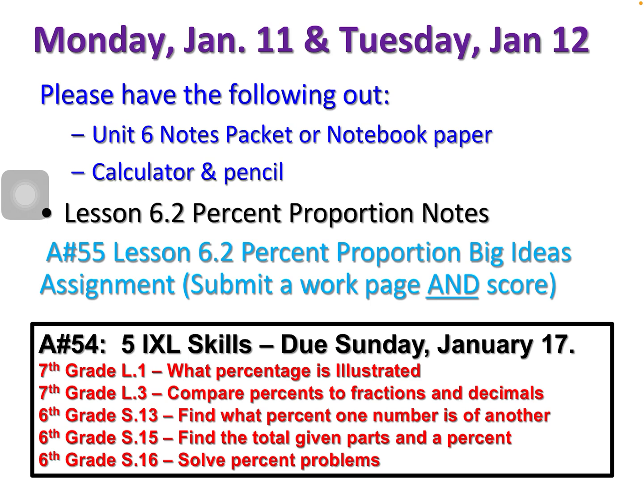We are going to begin solving percent problems using proportions today. We are beginning the new unit, Unit 6. So if you were able to pick up a notes packet, you're going to want to have that out, or a spiral notebook or notebook paper will be fine. You'll definitely want a calculator. You will want something to write with, pencil preferably.